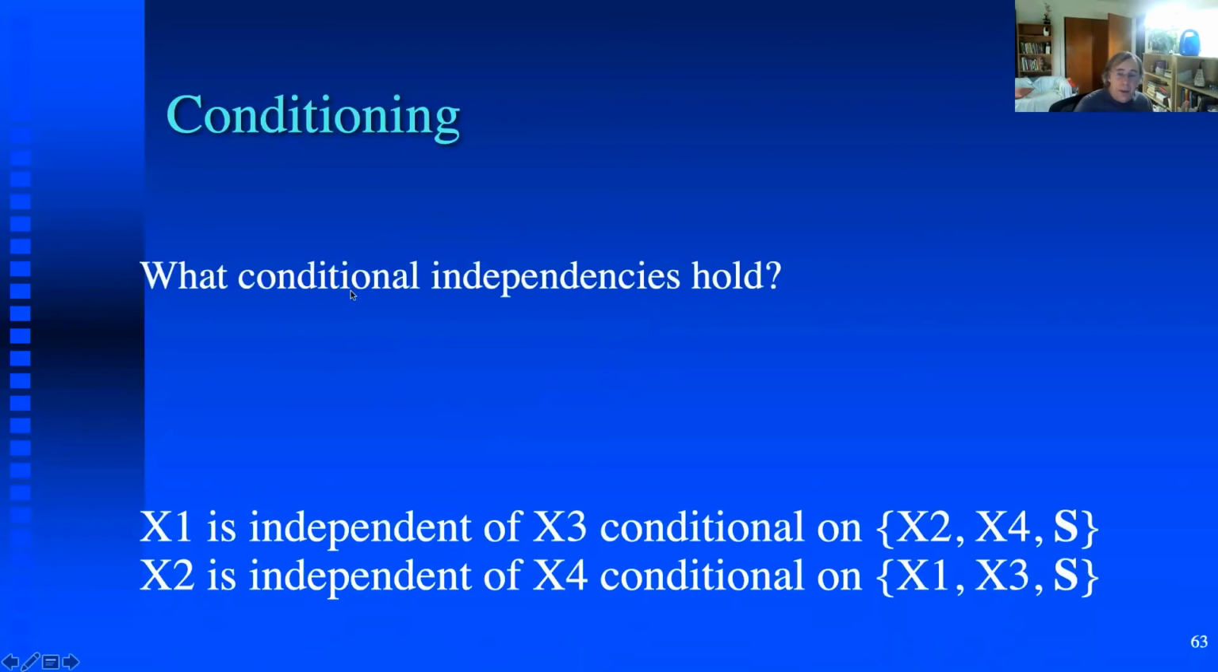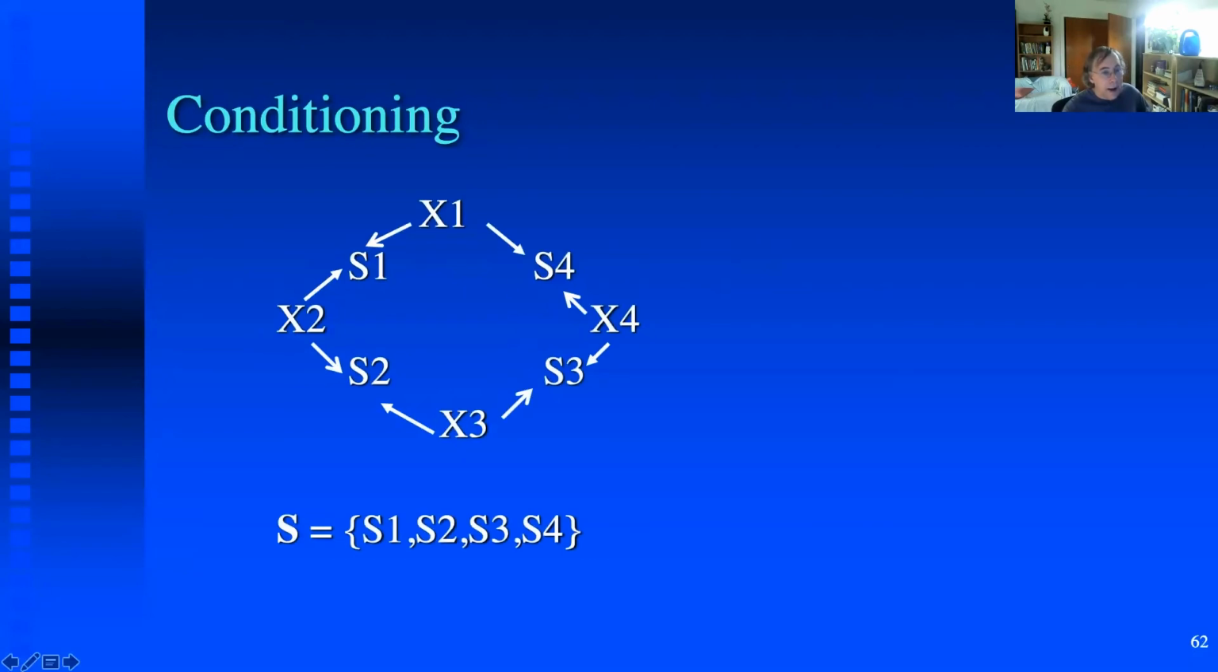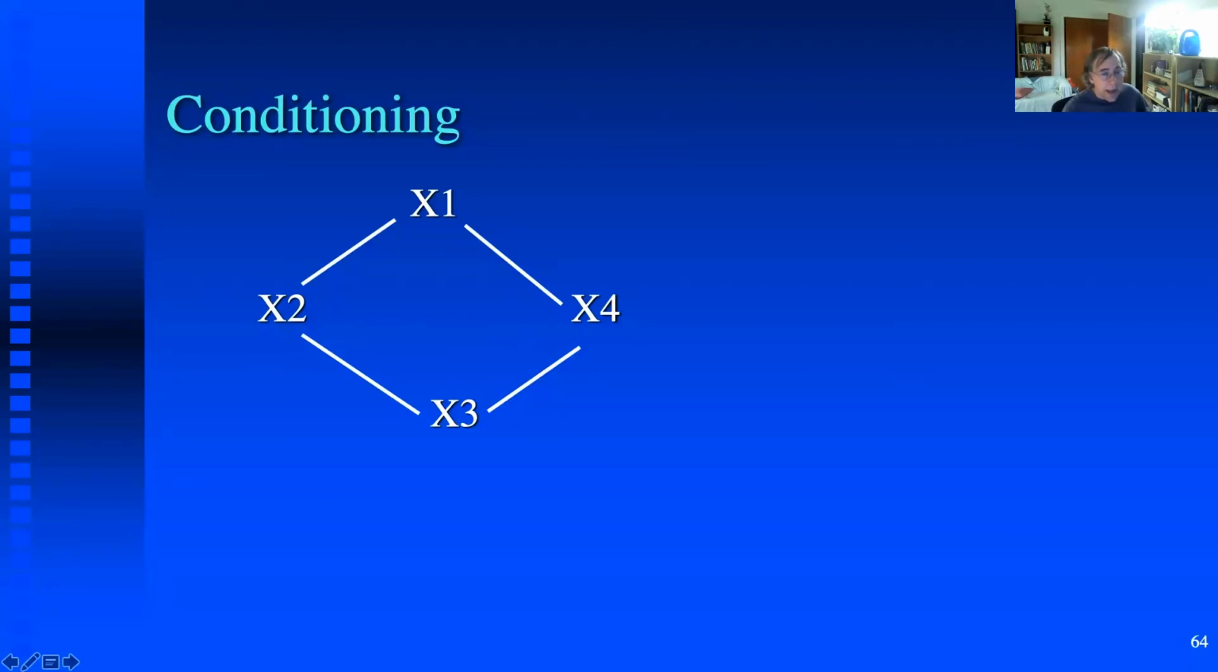If I feed that sample into PC, what am I going to get? Well, it's going to remove the edge between x1 and x3 because it saw that they were independent conditional on x2 and x4, and it would remove the edge between x2 and x4 because it was independent conditional on x1, x3, and it wouldn't see any colliders because none of these are colliders in this graph. So basically, what I would see is this as the output.